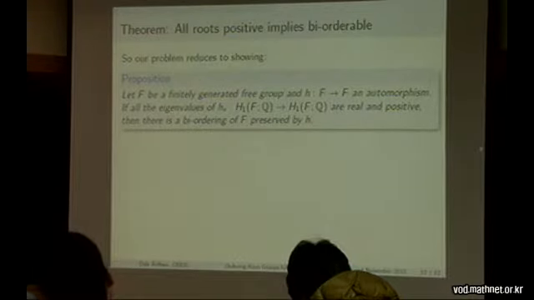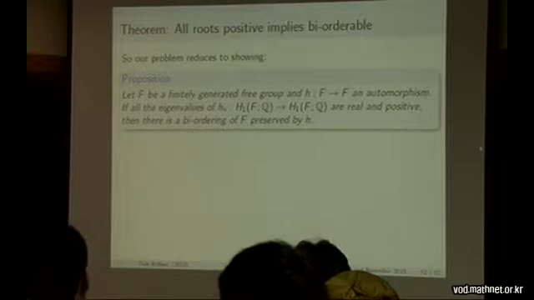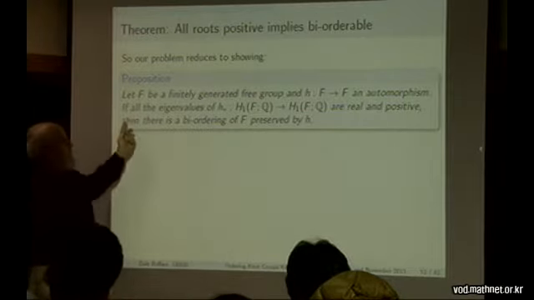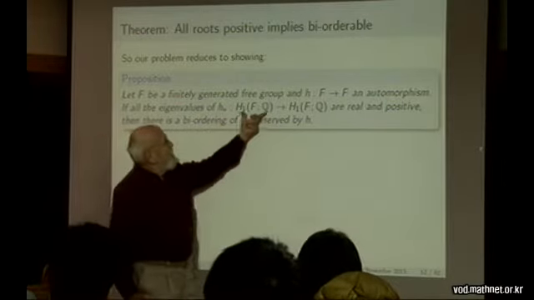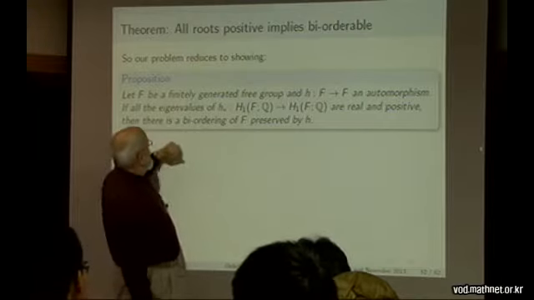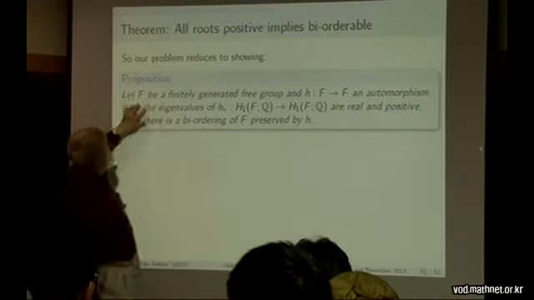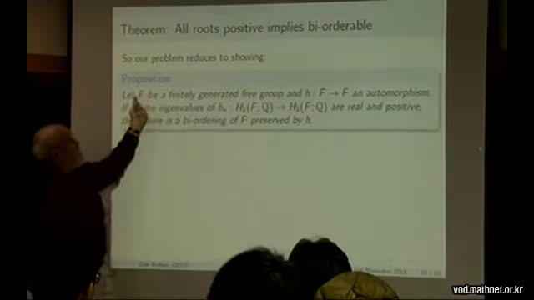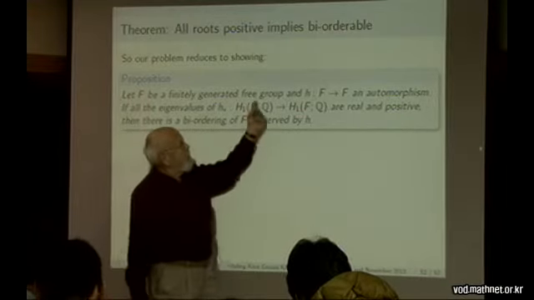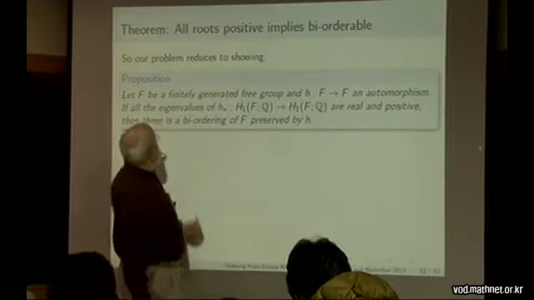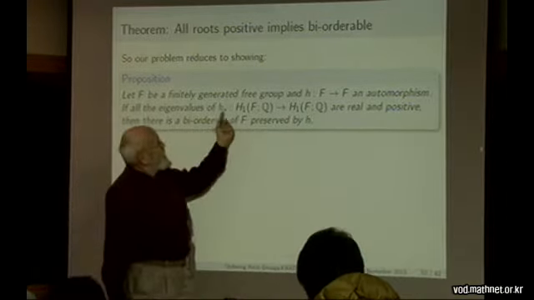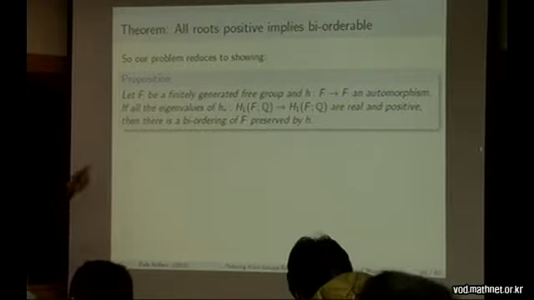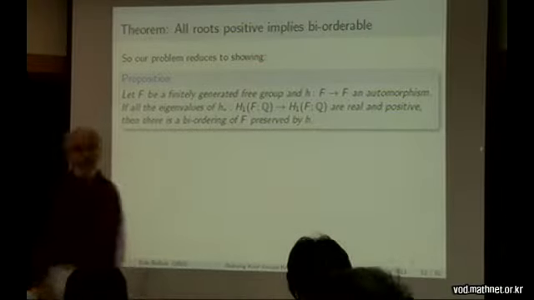So remember what we needed to have for biordering the knot group, which is an HNN extension. We needed a biordering of pi1. Now, there's a little confusion here. F is now the fundamental group of the surface, which I also called F. But here it's a free group. So, proposition: we have a finitely generated free group and an automorphism of it. And if all the eigenvalues of the homology induced map of that automorphism are real and positive, then I claim there's a biordering of F preserved by H, which is what we need.